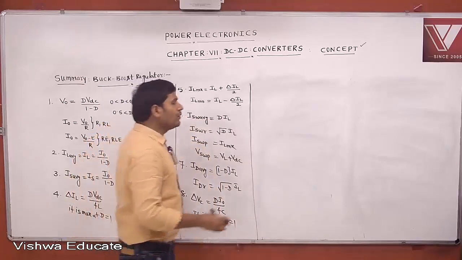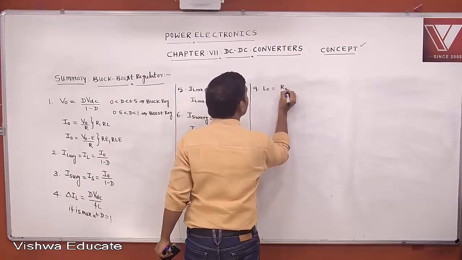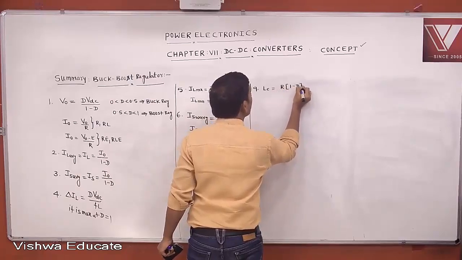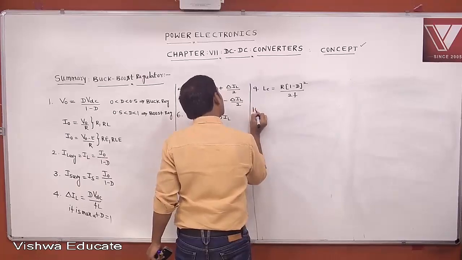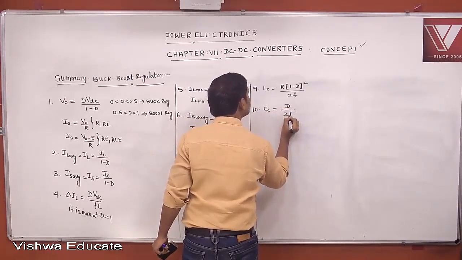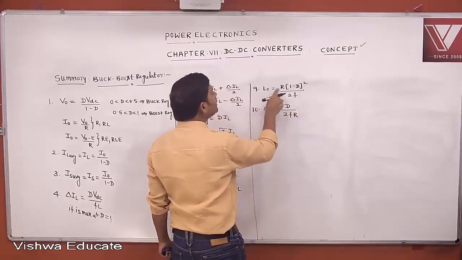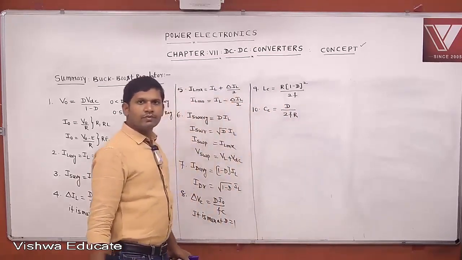What is the value of critical inductance? The critical inductance equals R into (1 minus D) whole square by 2F. What is the critical capacitance? Cc equals D by 2FR. Corresponding to this is critical resistance, D by 2FR.